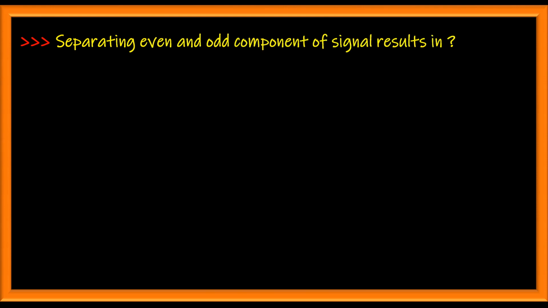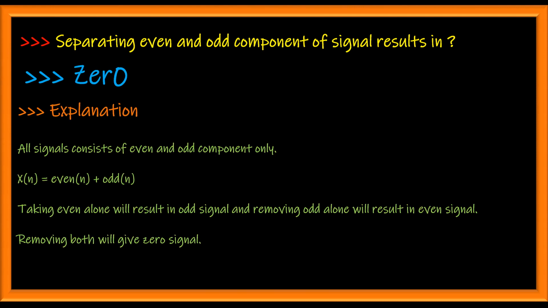Separating even and odd components of a signal results in a 0. Any signal consists of an odd component and an even component. Separating the odd component alone results in an even signal, and removing the even component alone gives you an odd signal. When you get rid of both components, you end up getting a null signal or just a 0 signal.